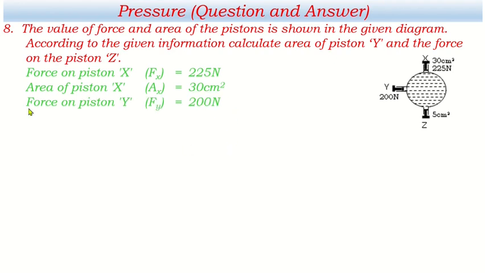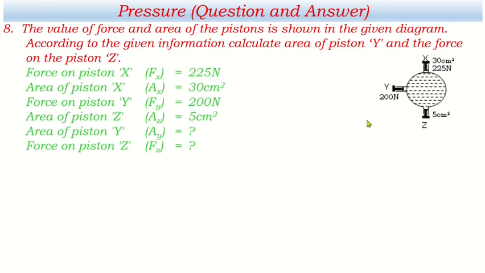What about Y? Force on piston Y is given. Fy, meaning force on Y, is 200 Newton, and another piece of information is also there: area of piston Z, Az, is equal to 5 centimeters square. Each symbol is taken in such a way that it has a meaningful relation with the piston. Okay, now our question is area of piston Y, Ay equal to question mark, and force on piston Z, that is Fz, equal to question mark.